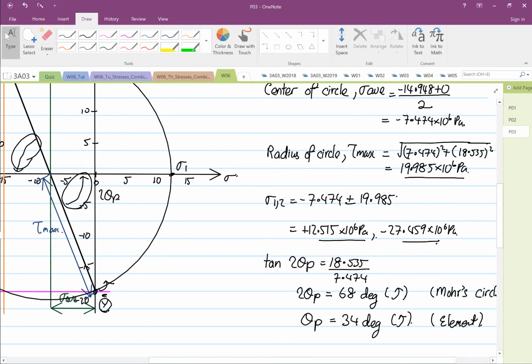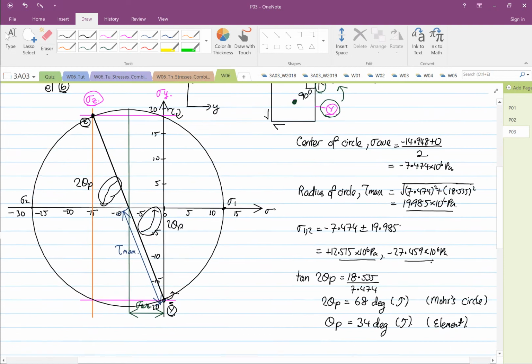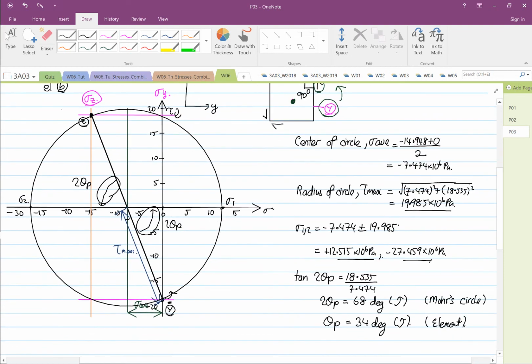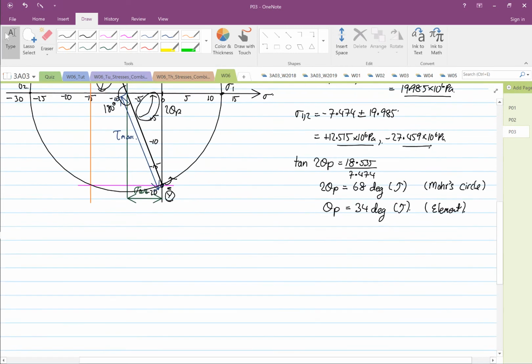And why is that? Okay, so if you look at point Y to point Z, the orientation is 90 degrees. Over here, Y to Z is 180 degrees. So if on the Mohr circle it is 180 degrees, on the element you have to divide by 2. That's why 34 degrees anti-clockwise. So we're going to draw this at 34 degrees. How does the element look like?